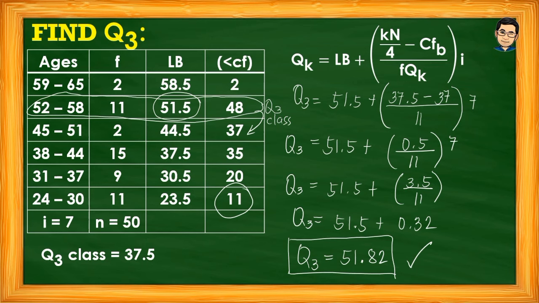So, nakapaloob ba yung 51.82 sa 52 to 58? So, kung mapapansin nyo, hindi siya. Pero, kung i-round up natin ng 51.82, we'll get 52. Okay, so, hindi naman sa lahat ng pagkakataon nagkakatotoo yung kung saan located yung Q sub K class. Okay, so, as long as tama naman yung process nung pag-solve using the formula, tama po yung inyong mga magiging sagot.